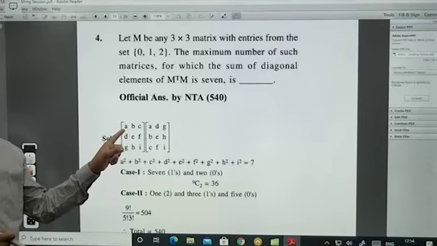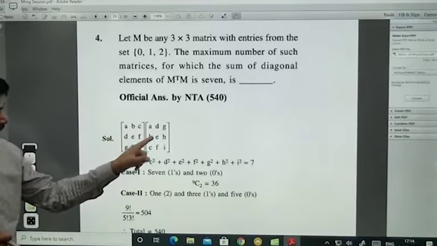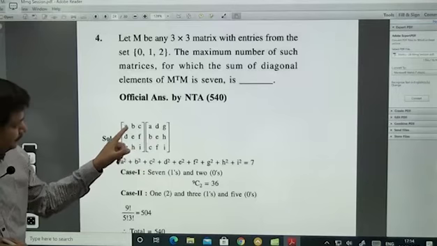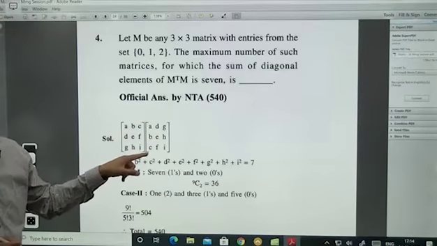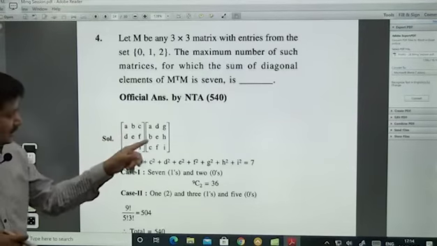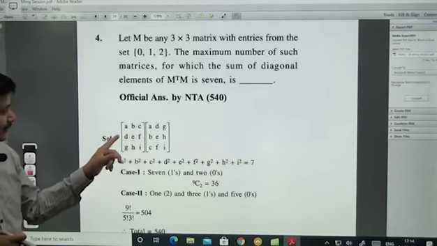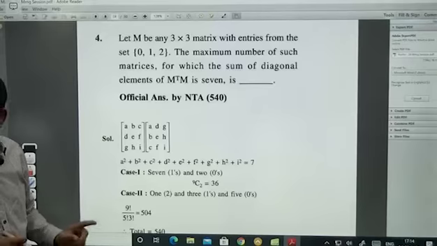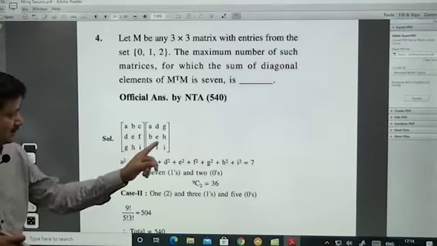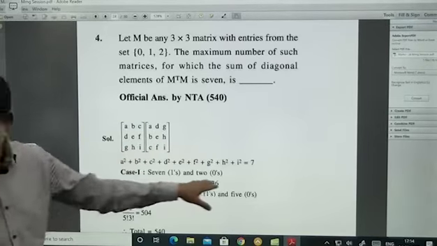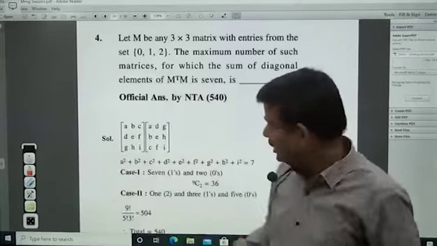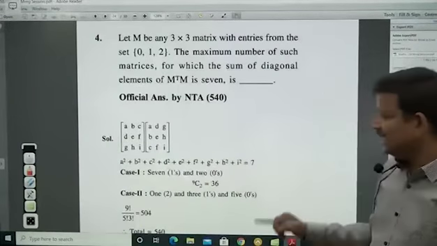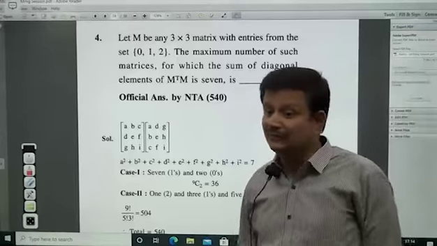First diagonal element is A square plus B square plus C square, your first term. Second row, second column element, what will it be? D square plus E square plus F square, plus third row, third column element will be G square plus H square plus I square. So sum is given to be how much? 7. How many elements are there? 3, 3, 3, 9.